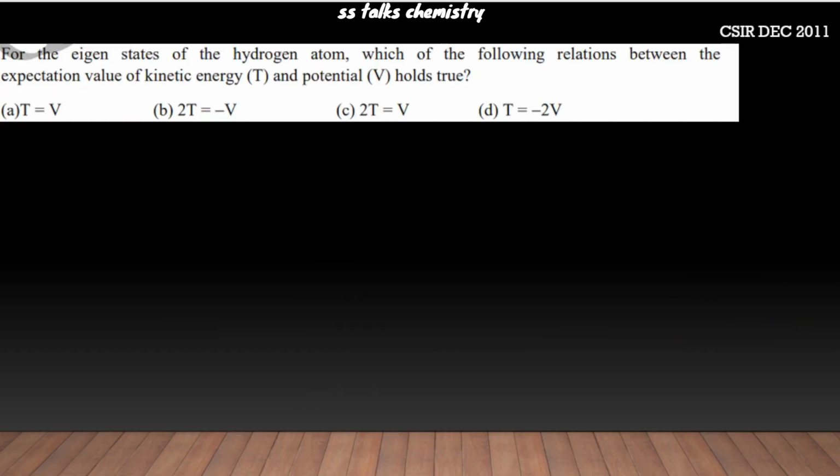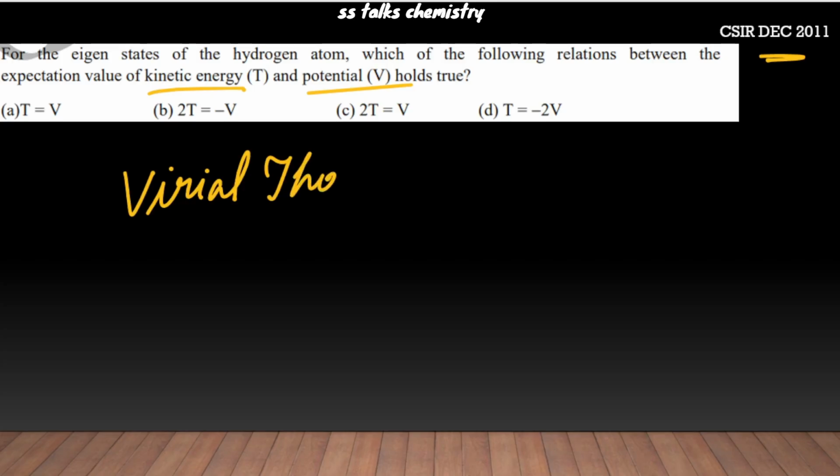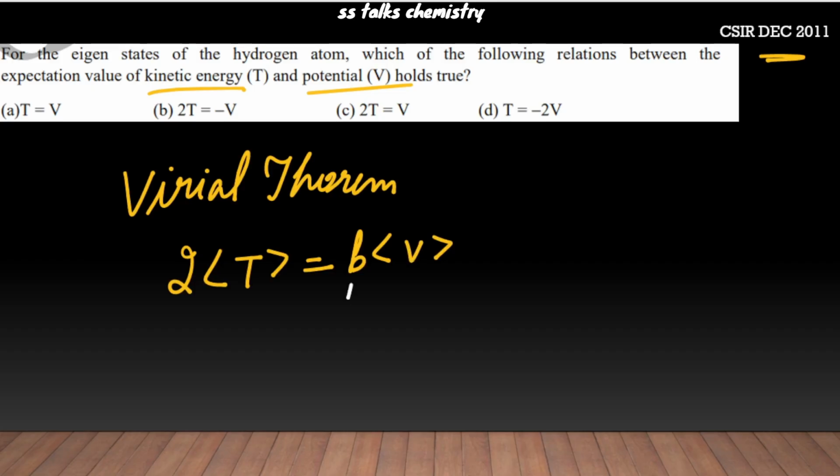Okay. Next, this is from December 2011 again. For the eigenstates of the hydrogen atom, which of the following relationships between the expectation values of the kinetic energy and the potential energy holds true? So the kinetic energy and the potential energy relation is given to us by the Virial theorem, according to which twice the kinetic energy is B times the potential energy. So what is B in this? It is the power of the position.